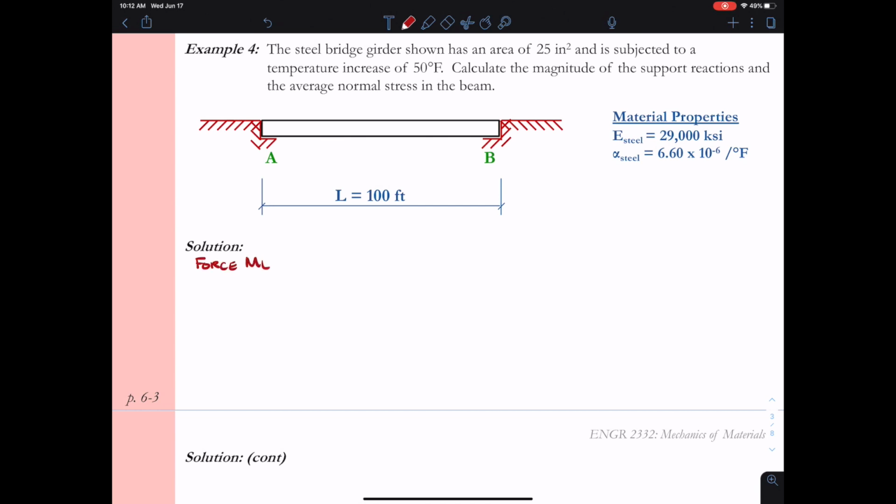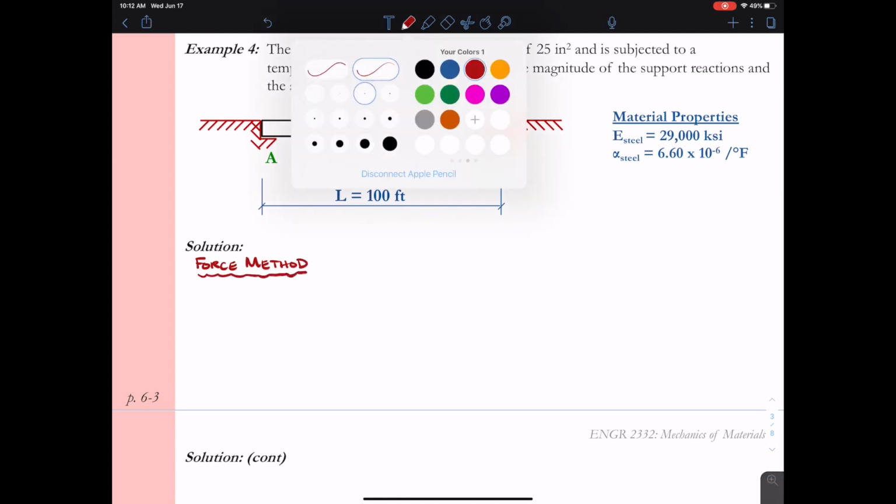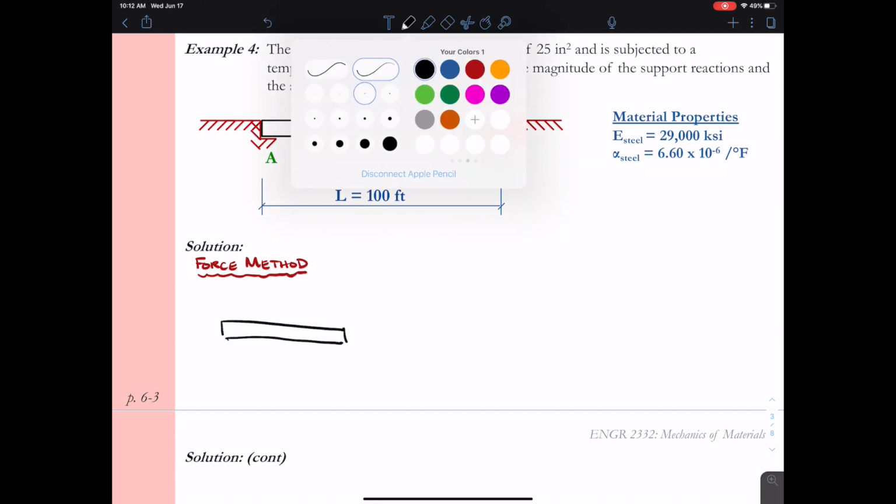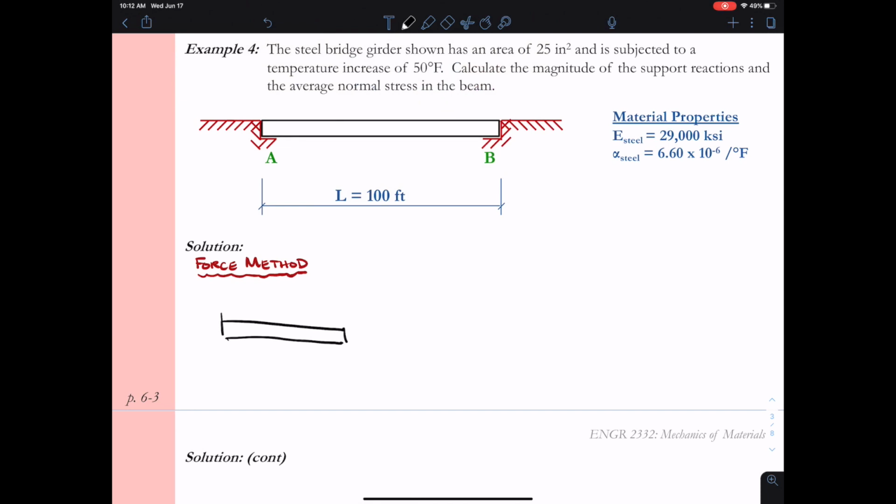We want to come up with the average normal stress in the beam. I think we can recognize that this is statically indeterminate, and so I want to take the opportunity to apply the force method again to solve the statically indeterminate structure. So again, in the force method, we take a complex problem and break it down into smaller, simpler problems that we can solve, so that the results add together to give us that complex scenario.